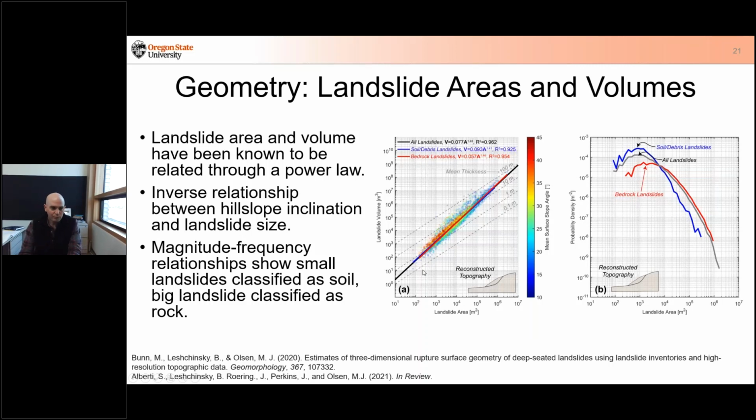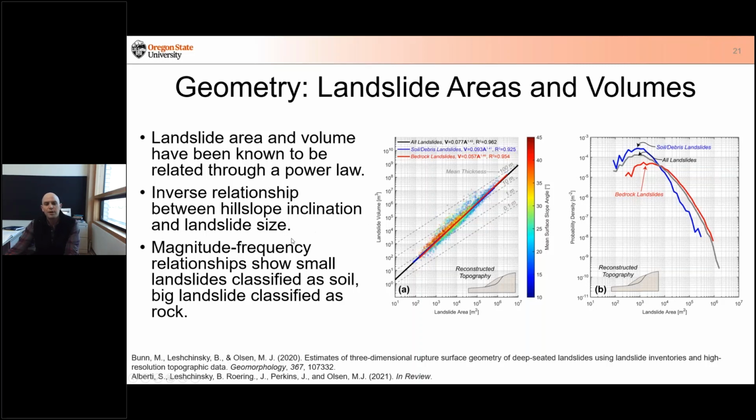What do we see? Well, as expected, there is a scaling relationship that is pretty well constrained between area and volume, and it follows a power law. Rock landslides and soil or debris landslides follow slightly different trends, but statistically insignificant. You might notice the coloring of all these points where we show area and volume for reconstructed topography. That coloring represents the mean hillslope angle on the surface for each of these. And you can see that it's somewhat sorted. Smaller area and volume landslides are kind of placed here, and they're steep, while bigger landslides tend to be more gentle.